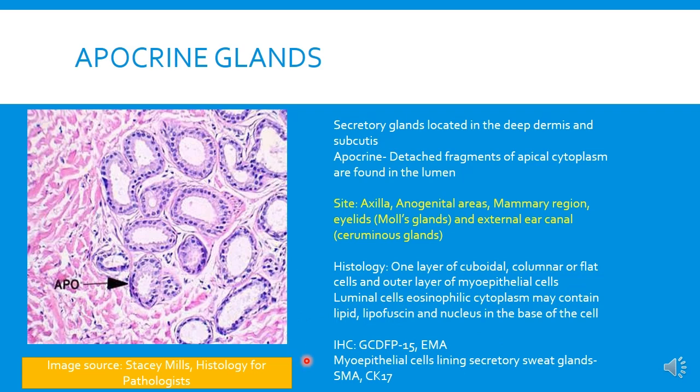Immunohistochemistry-wise, these apocrine glands are positive for GCDFP15, which is gross cystic disease fluid protein 15, and EMA. The myoepithelial cells lining the secretory sweat glands are positive for smooth muscle actin.